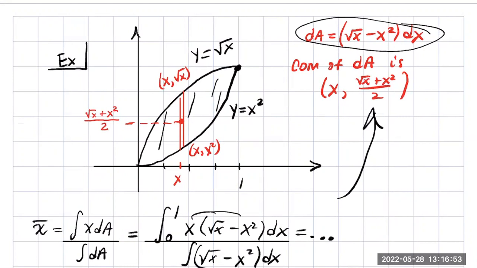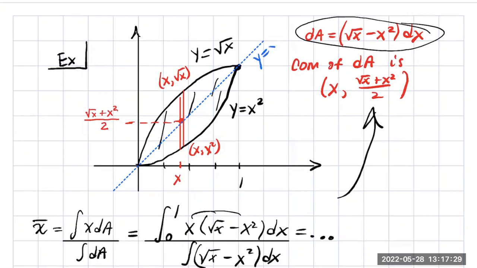Notice the following. I'm going to use a different color. Notice that this region, I mean, my hand isn't very steady, but notice that this region has a line of symmetry. Do you see that? Yeah, it goes right through the middle of it, okay? Do you know what the equation of that blue line is? Yeah, it's the identity function. That's right, gang. It's the identity function. This is the line y equals x.